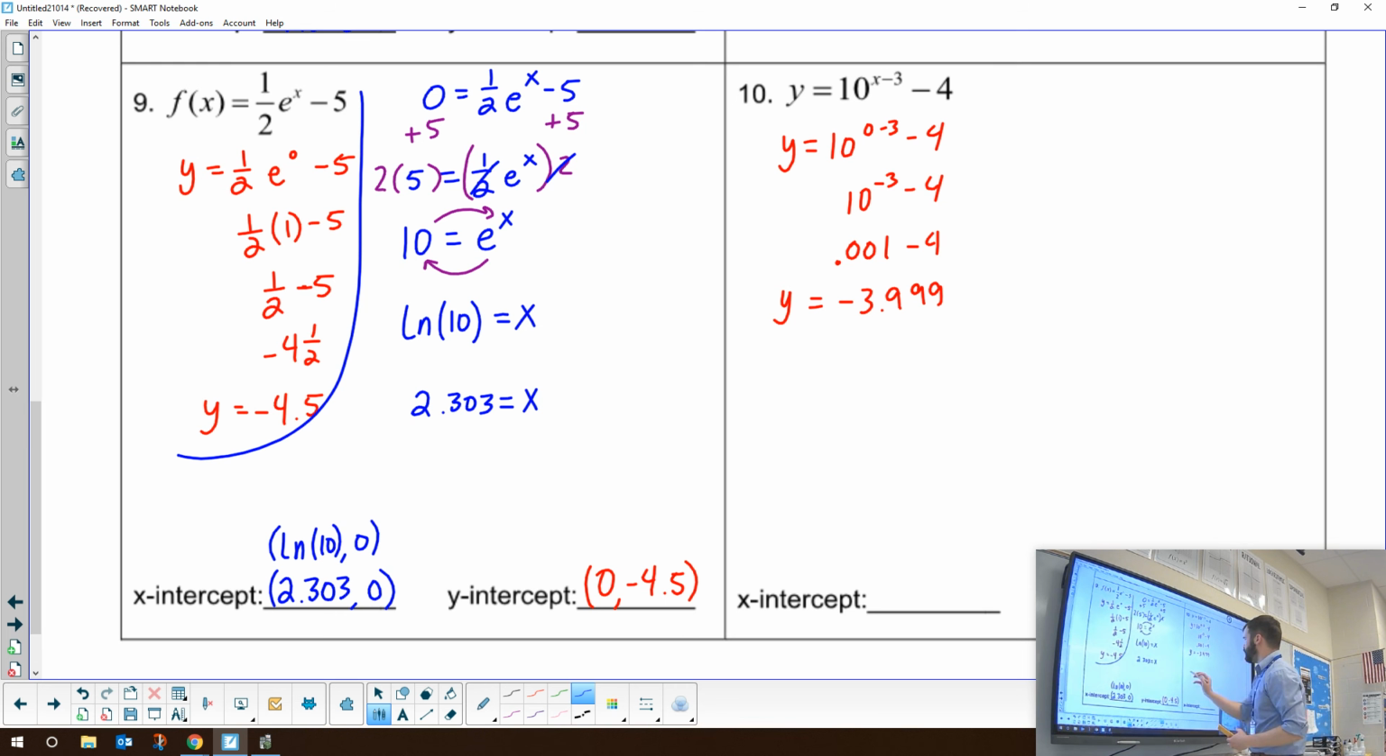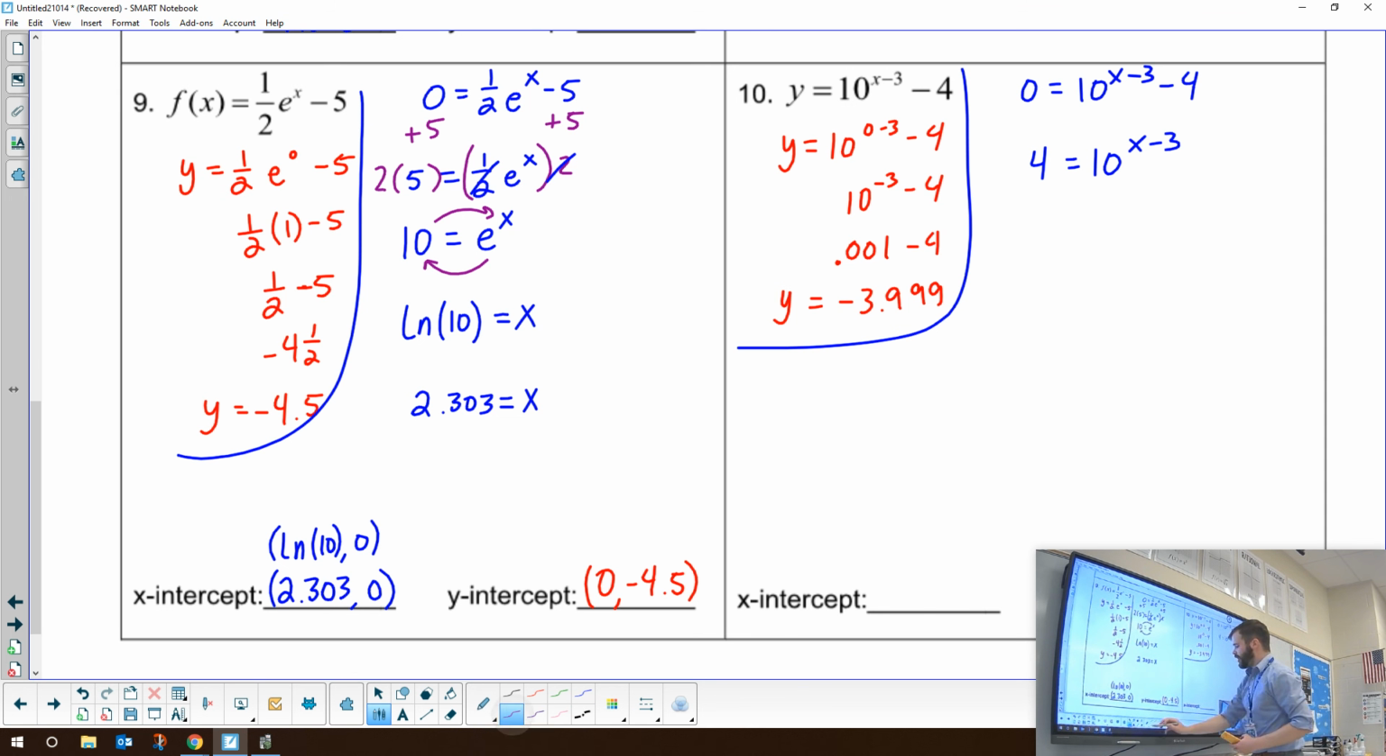All right, now for my x-intercept, we're going to plug in 0 for y. So we're going to come back up here and plug in 0 for y. So we go 0 equals 10 to the x minus 3, minus 4. Add 4 to both sides. We get 4 equals 10 to the x minus 3. Rewrite this as a logarithm. Log base 10 of 4 equals x minus 3. We don't have to write the base 10, right? So just log of 4 equals x minus 3.